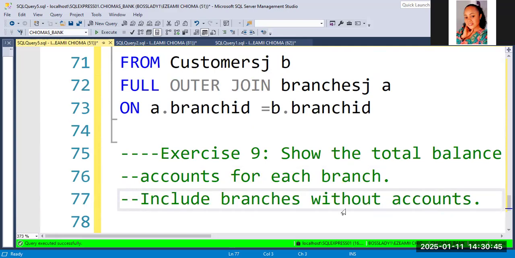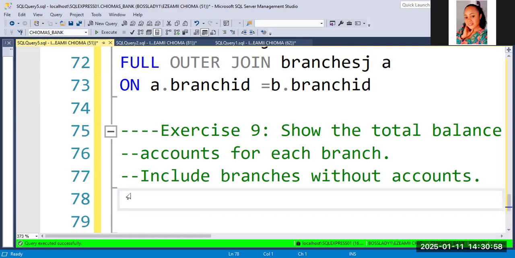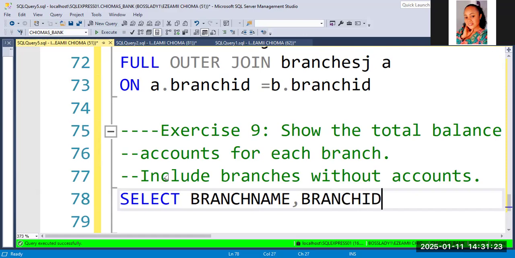All right. When you also look at this, for you to be able to get the total for each branch, it means you have to group it by branches. So this grouping will add all the accounts under the branch, all the customer balances in that branch, and group them together. All right, so let's select, what are we selecting? Let's just use branch name and branch ID.